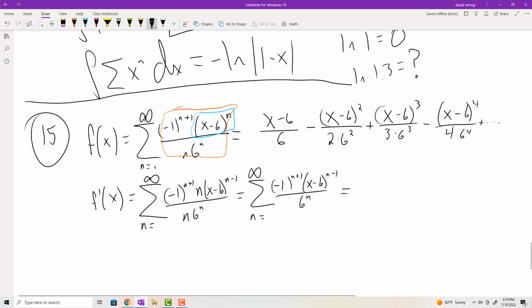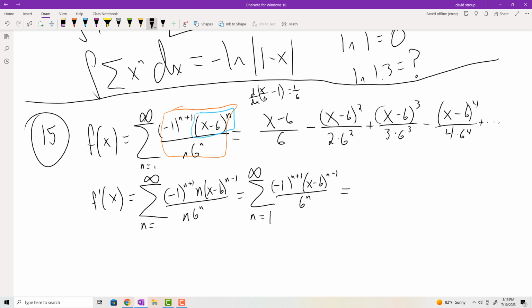So the terms of the f of x series: x minus 6 over 6, that's x over 6 minus 1. If I took the derivative of that, that would equal 1 over 6. So the first term of my series should be 1 over 6. So if I start at 1, is that going to work? Do I get 1 over 6 out? Plugging in 1, it'll be positive, and then you'll get x minus 6 to the 1 minus 1, which is x minus 6 to the 0, which is 1, and then all over 6 to the 1, so that first term works, right?